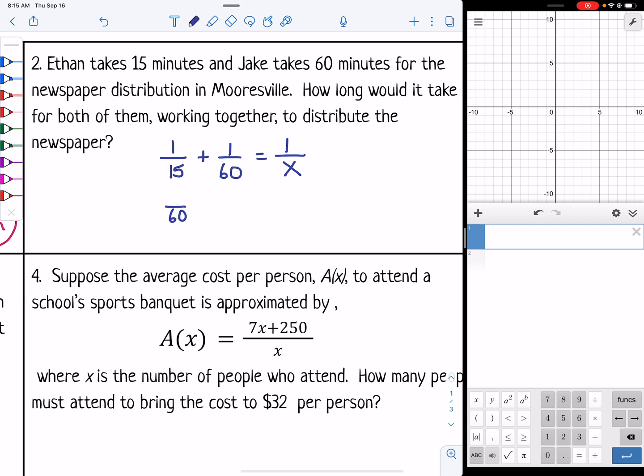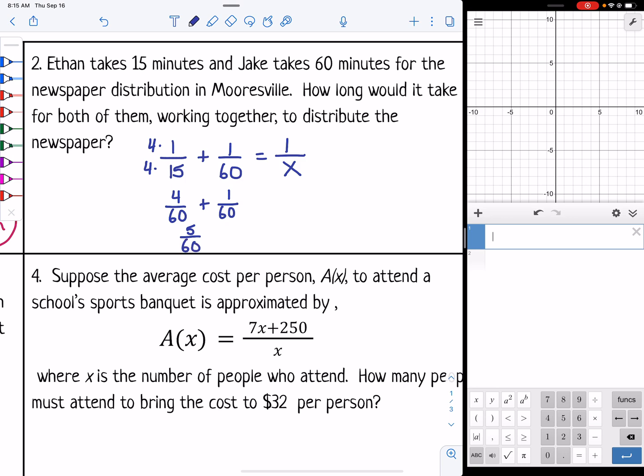60 would be a good least common denominator because our second fraction already has 60 as the denominator. Then we can multiply 15 by 4 to turn it into 60. So also multiply the numerator by 4. And then add those together now that you have a common denominator.